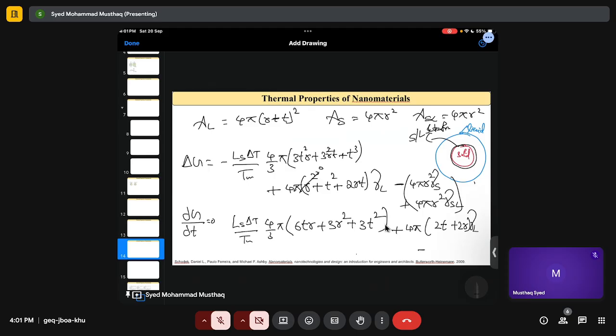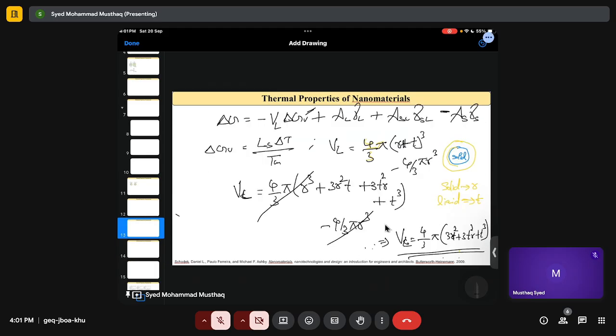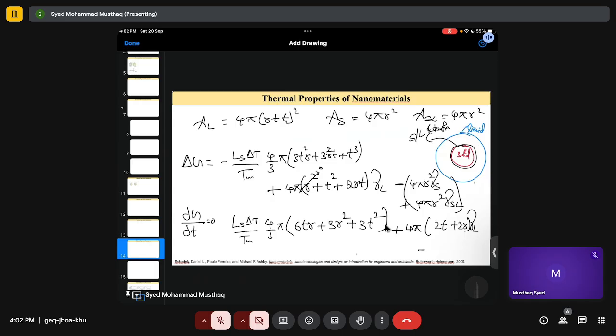And these terms will go away. I hope I'm not doing anything wrong. Let's check whether we are doing anything wrong here. So 4 pi R square, what is my gamma SL? ASL is the same as this area, which is 4 pi R square. Okay, let's move on.